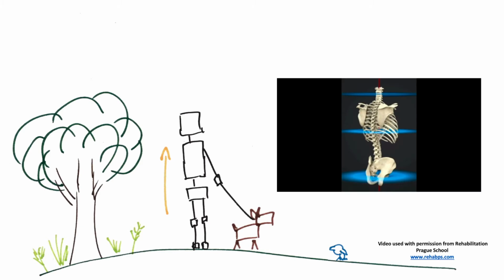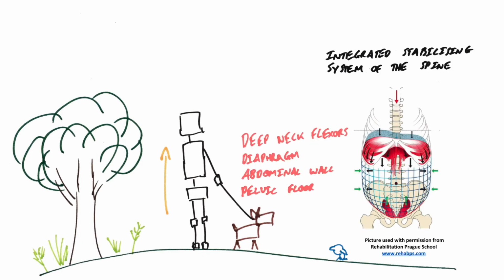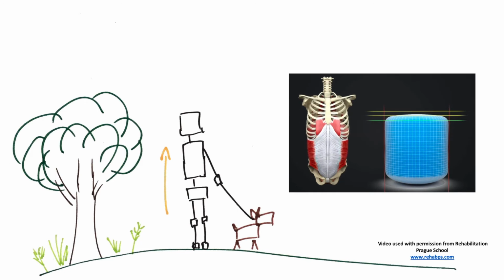Well, it begins with an uprighted and elongated spine, which is supported by the core, which is made up of the diaphragm, the abdominal wall, and the pelvic floor, which work together with breathing function so that as we breathe in, the diaphragm descends down into the abdominal cavity and pressurizes the space inside the abdominal cavity. And so we achieve something called intra-abdominal pressure, which is conceptualized here by the blue square.